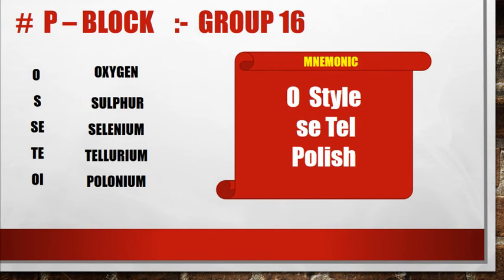Now we will talk about group 16 which belongs to P block and is also called the oxygen family, and it contains oxygen, sulfur, selenium, tellurium, polonium, and we can learn them by O Style Say Tail Polish. O stands for oxygen, style stands for sulfur, say stands for selenium, tail stands for tellurium, polish stands for polonium.